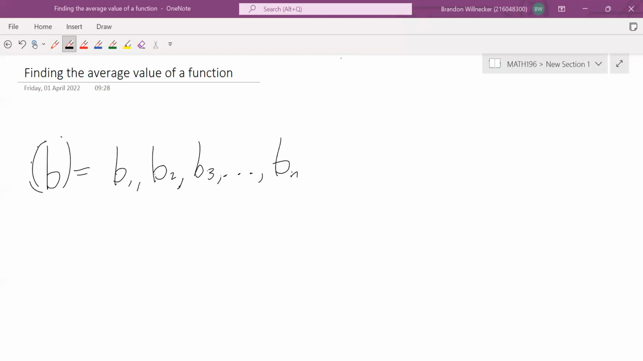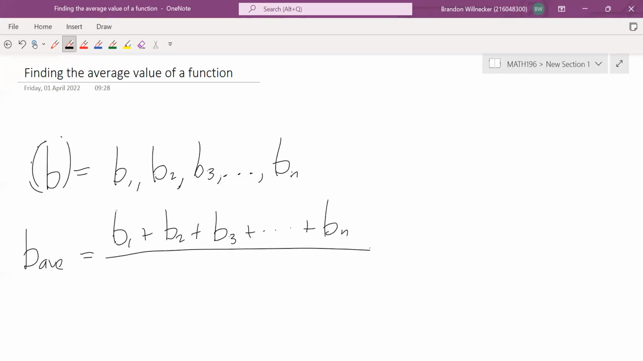So what you would do to find the average value is sum up all of the terms and then divide by the number of terms. So that would be b1 plus b2 plus b3 all the way to bn. So you add all of them up and then you divide by the number of terms that there are, in this case n. Okay, so that would be the average value of all of these terms.